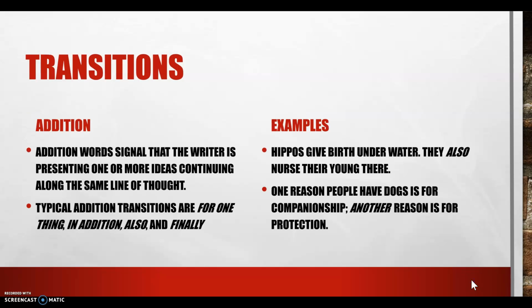The two major types of transitions that writers use are the transition of addition and the transition of time. Okay, so let's start with addition. Addition words signal that the writer is presenting one or more ideas continuing along the same line of thought. So with transitions of addition, you would see words like for one thing, in addition, also, finally, one more thing, secondly, words like that. So some examples would be: hippos give birth underwater. They also nurse their young there. That shows you that they are adding one more example to the same sentence. It connects it with that transition word of also.